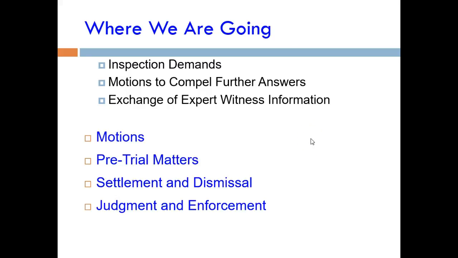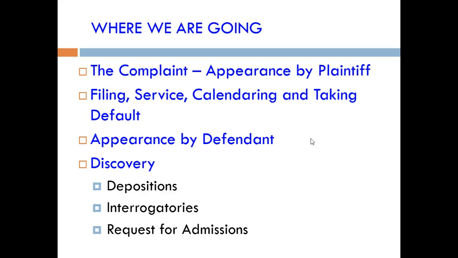So you can see that we start out with the complaint. We go through filing, service, calendaring, and taking default. Then if the defendant appears, we deal with the appearance of the defendant. Once the defendant has appeared, then we have the case at issue. That means it's ready to go, not quite ready to go to trial, but at least it's set up in terms of all the issues between the parties that have been set out in writing.